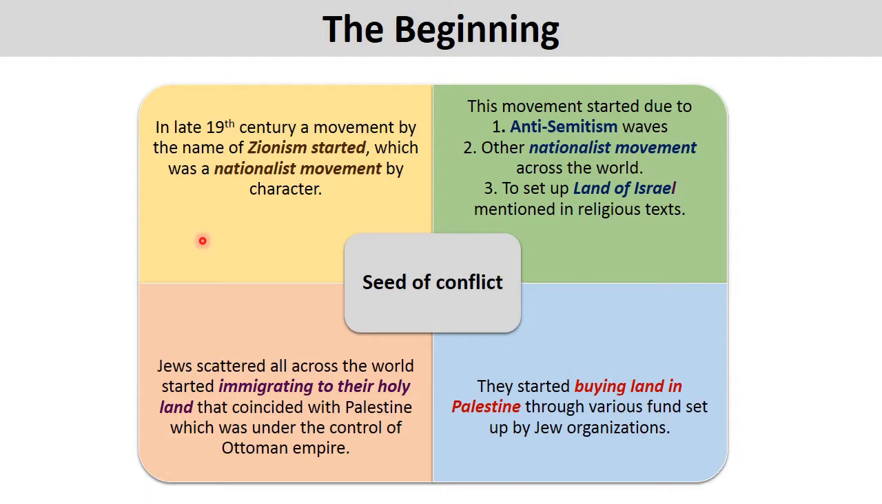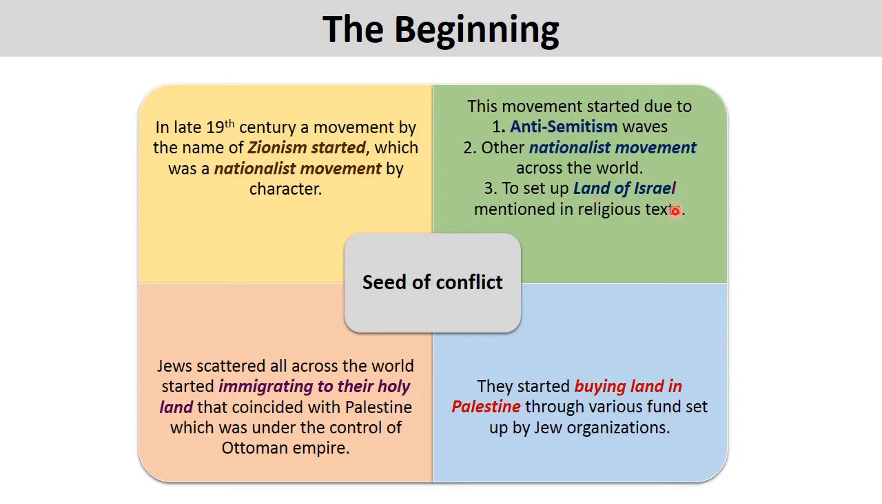Anti-Semitic waves are hostility towards the Jews. They were discriminated against in many nations. The people of that country, the locals, the people from other religions were hostile towards the Jews. So this prompted them to have a separate nation for themselves. Similarly, there was a nationalist movement going on across the world. Italian unification, German unification, all this also made them strive for their own nation state. And finally, even the religious texts of Judaism, that is the Jewish religion, talk about the Holy Land of Israel. It talks about setting up the Holy Land of Israel.